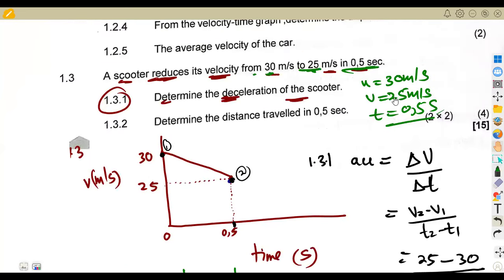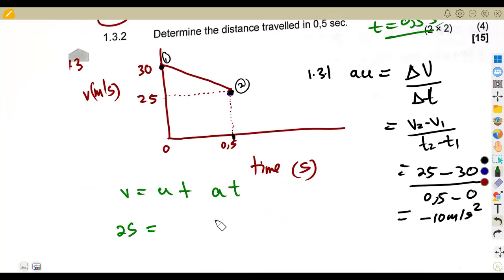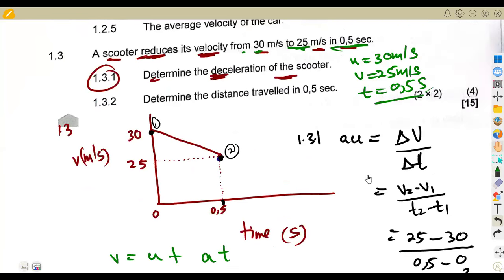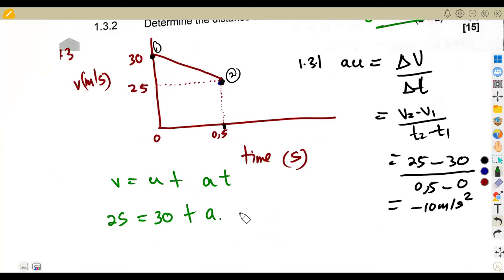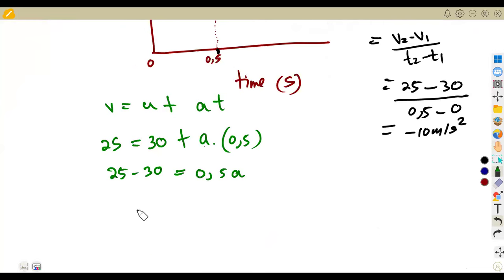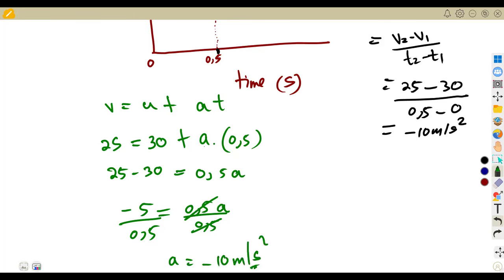So we said our V here is 25, and we started at 30. So 25 is equal to 30 plus A, and T is the time, which is 0.5. So you're going to have A times 0.5. All right, so we're going to transpose: 25 minus 30 is equal to A times 0.5. This will be 0.5A. And if you subtract 25 minus 30, that's minus 5, is equal to 0.5A. So if we divide both sides by 0.5, this will give us the value of A, which is going to be negative 10 meters per square second. That is how we could have also calculated the same deceleration.